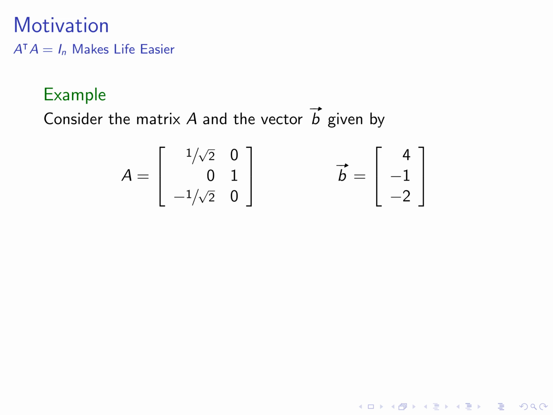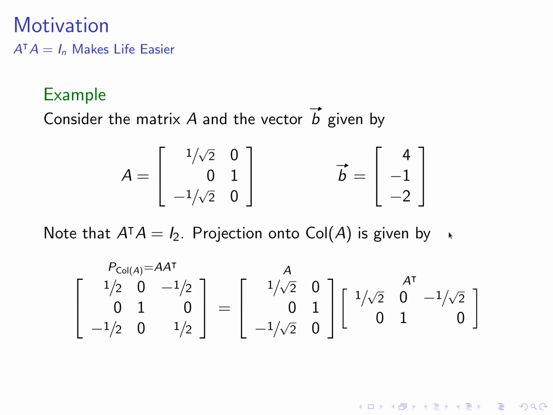So let's just see this in a simple example. Here we have a perfectly good 3 by 2 matrix A, and we have a vector in R3, B, whose entries are 4, -1, -2. One thing to point out is that this matrix has the special property that we mentioned on the previous slide. The Gramian of this matrix happens to equal the 2 by 2 identity matrix. So convince yourself this is true by just multiplying A transpose by A and verifying yourself that you get the identity here.